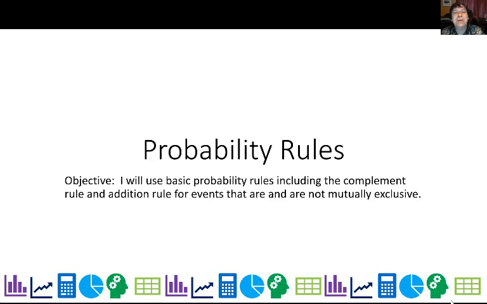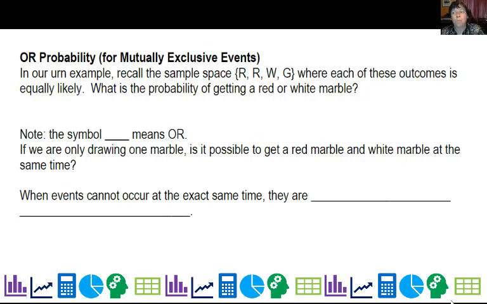So now we're going to flesh out some more probability, a little bit more complex stuff. We're going to talk about the complement rule and addition rule for events that are and are not mutually exclusive. So for OR probability, you think it is simple, but sometimes it feels like it's not.